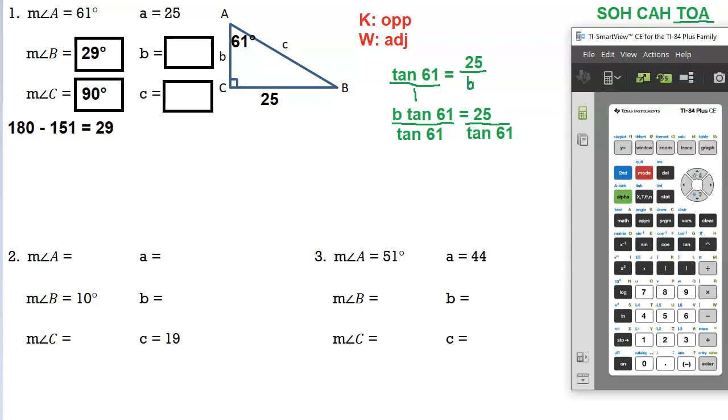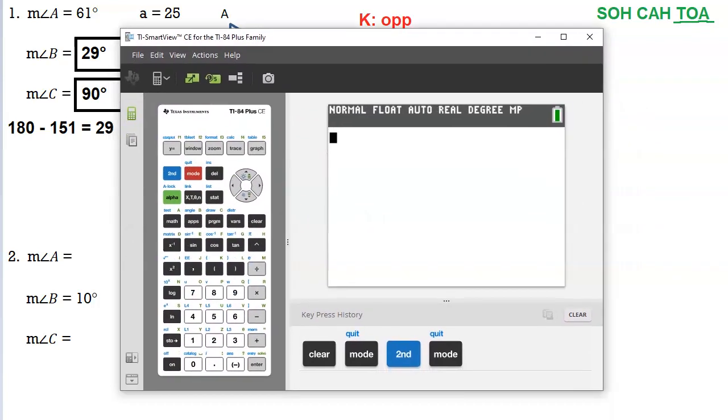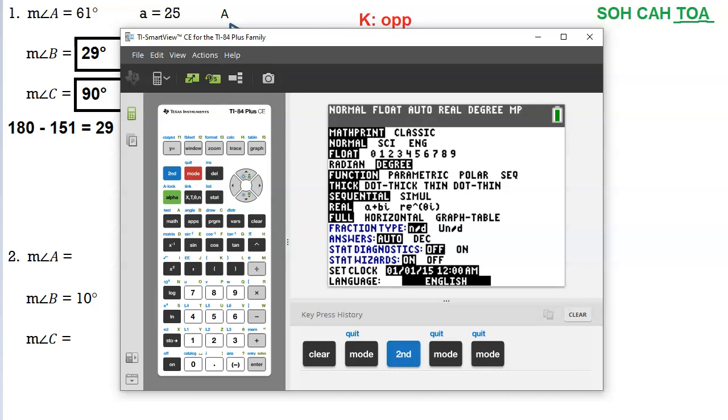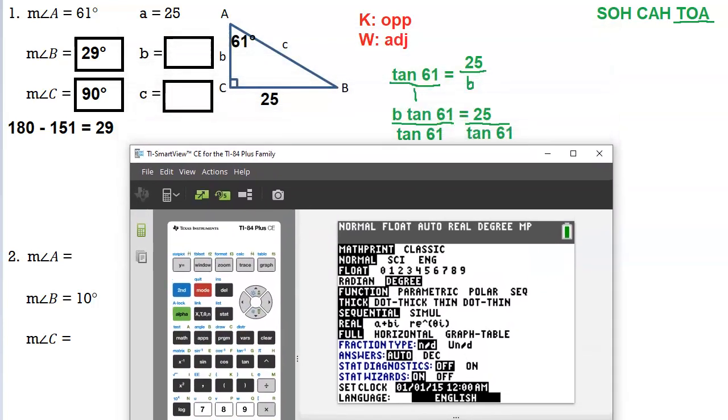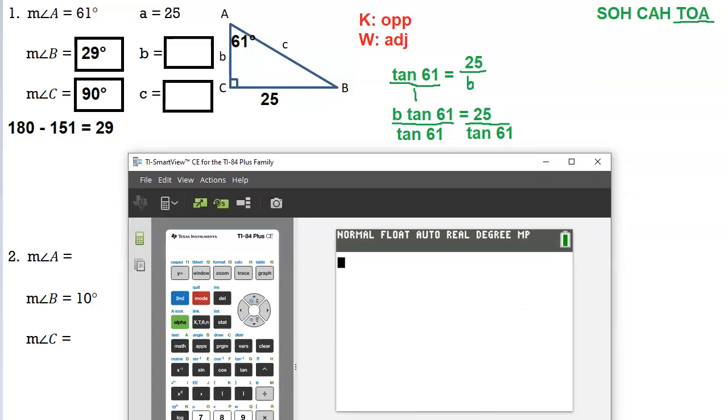All right, now I'm going to bring my calculator into the picture here. Maybe you downloaded it. Maybe you already have a TI calculator. Either way, let's double check our mode. Let's make sure that it is in degree mode instead of radian mode. If it is in radian mode, we are going to get them all wrong, and then we're going to wonder why we got them all wrong, so you definitely don't want to do that. All right, and then in order to solve this, we're going to have to try 25 divided by the tangent of 61.